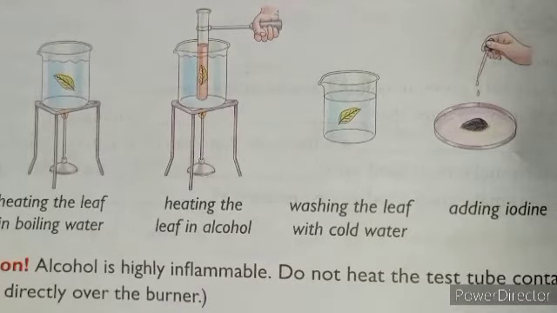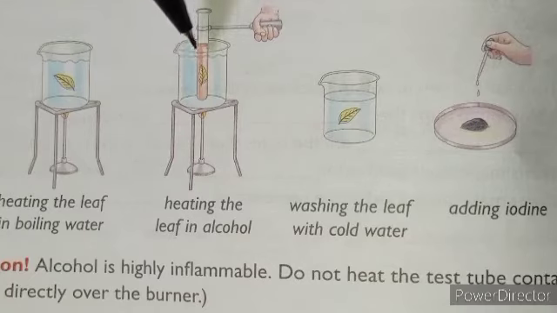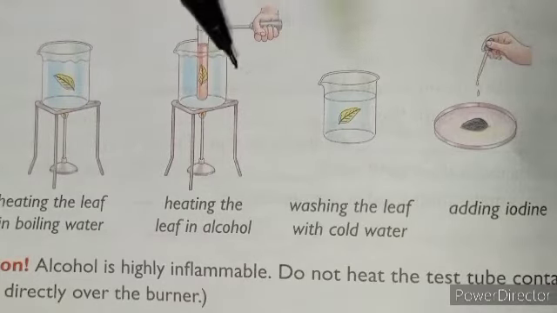First we have to take a green leaf and put it in boiling water for a few minutes. Next we take out the leaf and put it in the test tube containing alcohol. Inside the test tube there will be alcohol, and we put this boiled leaf into the alcohol.